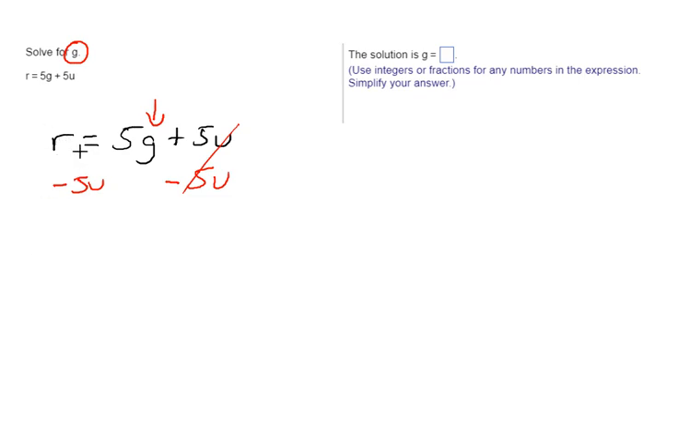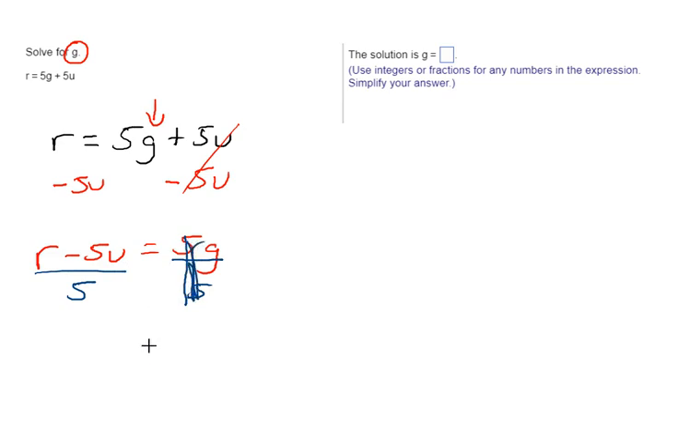On the left-hand side, things don't really simplify very nicely for us. That happens with formulas, so we just have to write these out side by side: r minus 5u. On the right-hand side, all we're going to have left is 5g. And to get g by itself, we'll divide by 5. It's not even a variable anymore. So when you divide both sides of the equation, you have to divide the entire right-hand side and the entire left-hand side. The 5s are going to cancel out here.